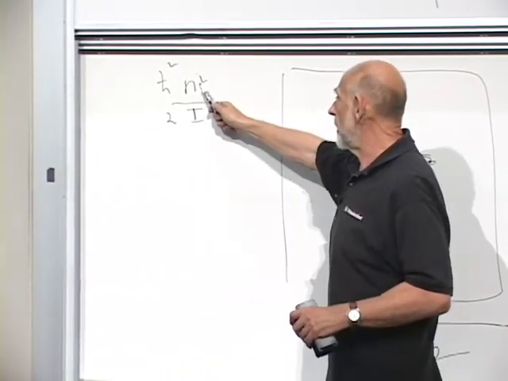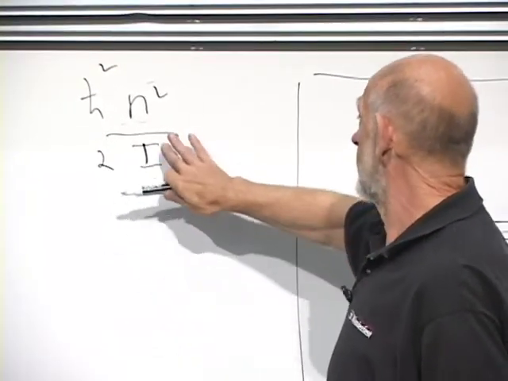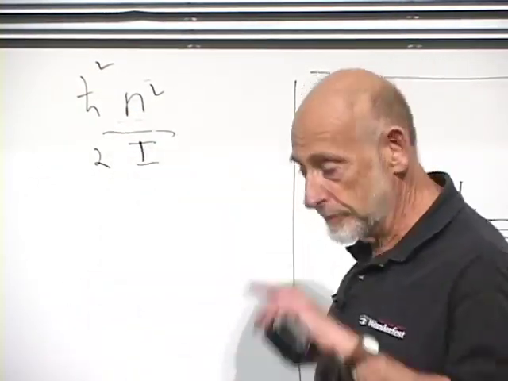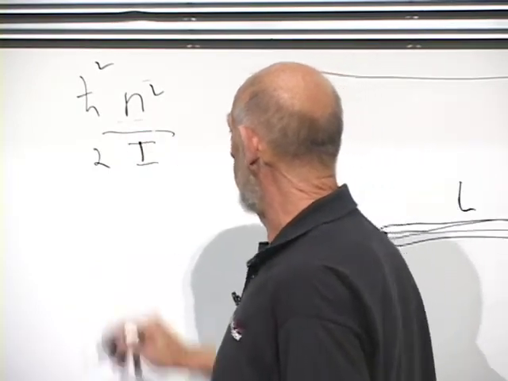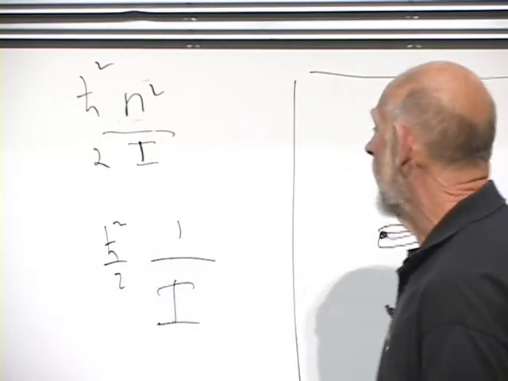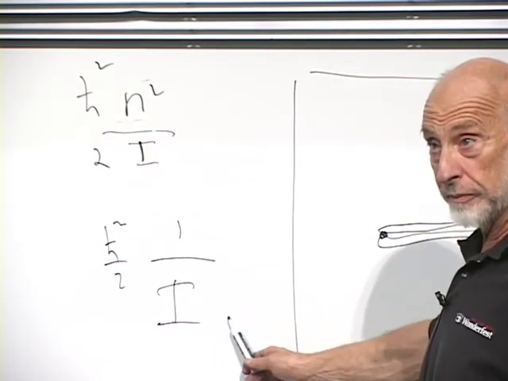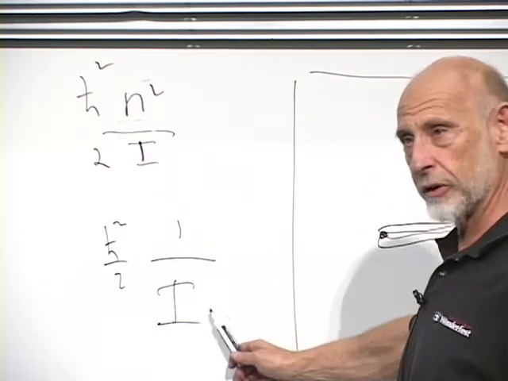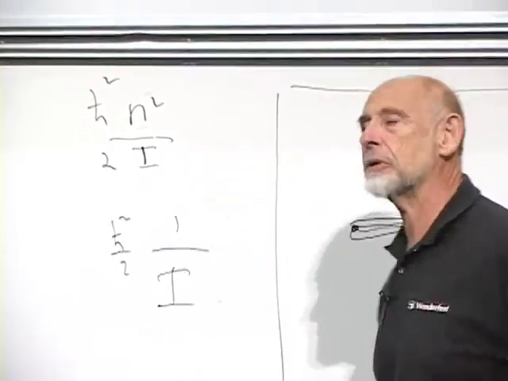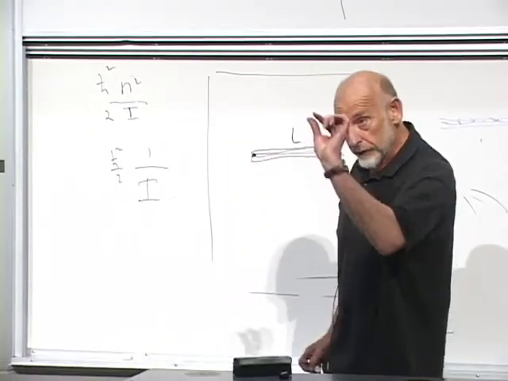And now you can ask, how much energy does it take to go from n equals 0 to n equals 1? For n equals 0, the energy is 0. The first excited state will have an energy h bar squared over 2 times 1 divided by the moment of inertia. And if the object is very, very small, the moment of inertia is very small, so 1 over the moment of inertia is very large. So the excitation energy, the energy that it takes to increase the angular momentum by 1 unit, becomes very, very big if the object is small.